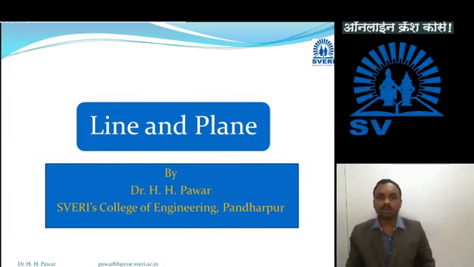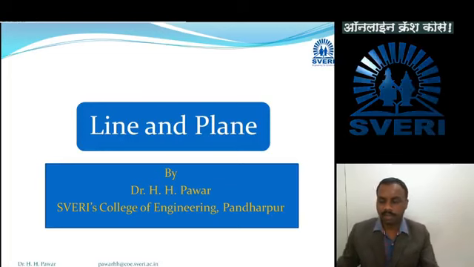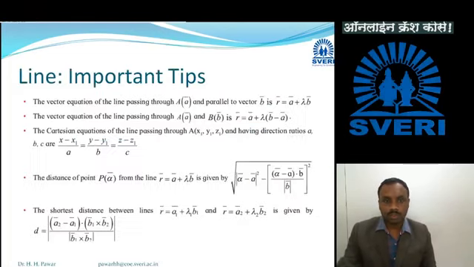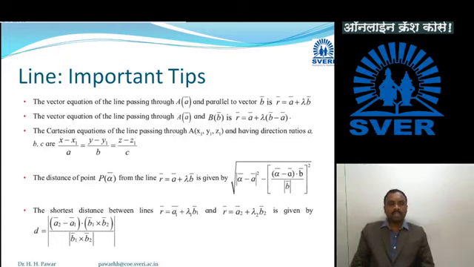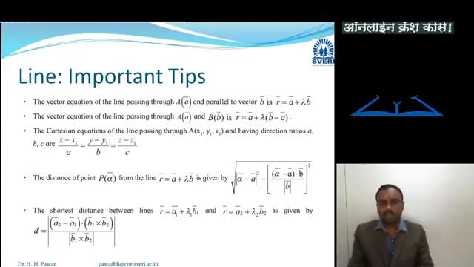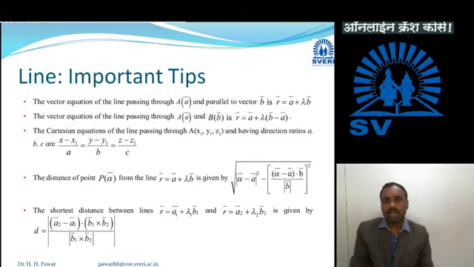Today we are going to discuss line and plane. These are some important tips from the line section. The vector equation of the line passing through A bar and parallel to the vector B bar is R bar is equal to A bar plus lambda B bar.